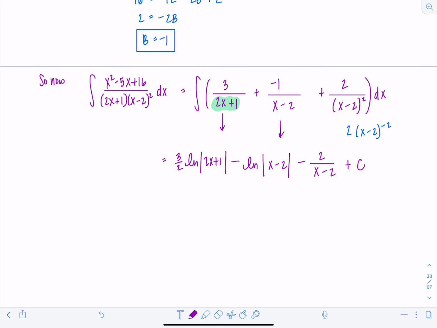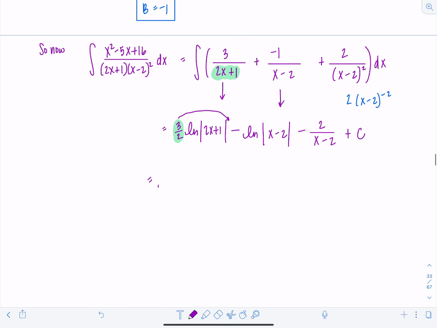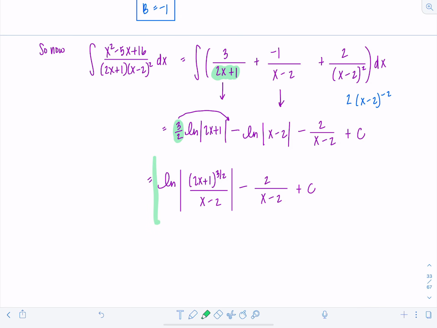Good stuff. From here, I would want to move this 3/2 to the exponent on 2x plus 1 so I can combine those logarithms, and make sure you keep the absolute value. So we'll have natural log absolute value of (2x plus 1) to the 3/2 over x minus 2, and then you have that one extra term hanging out there, minus 2 over x minus 2 plus c. And now we're done.